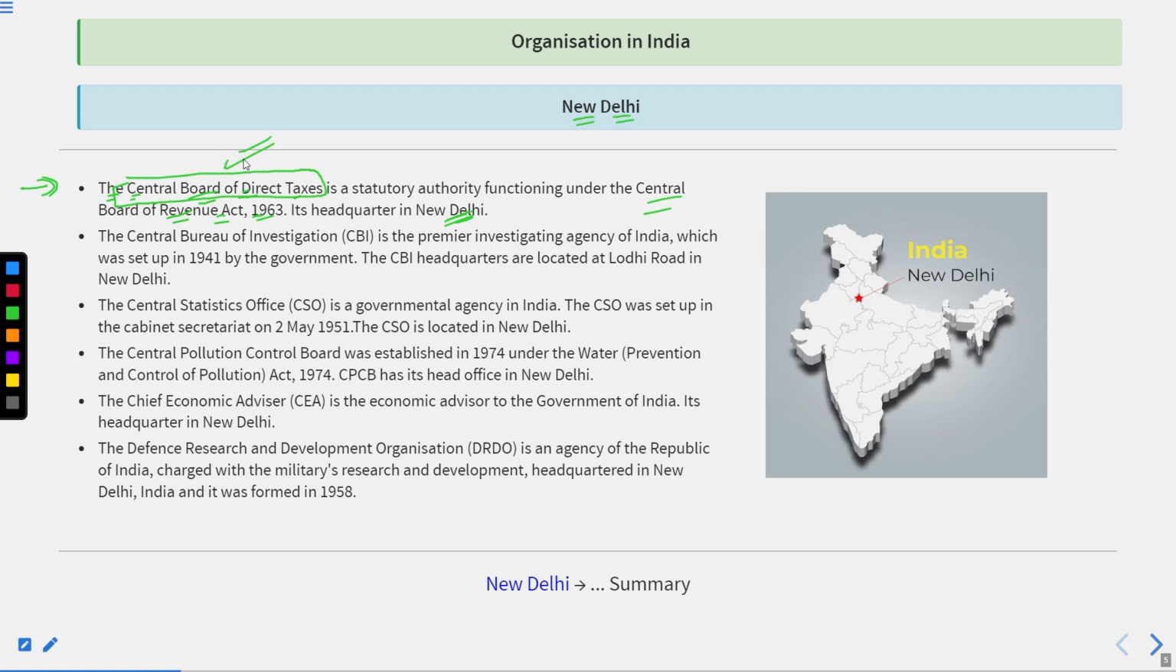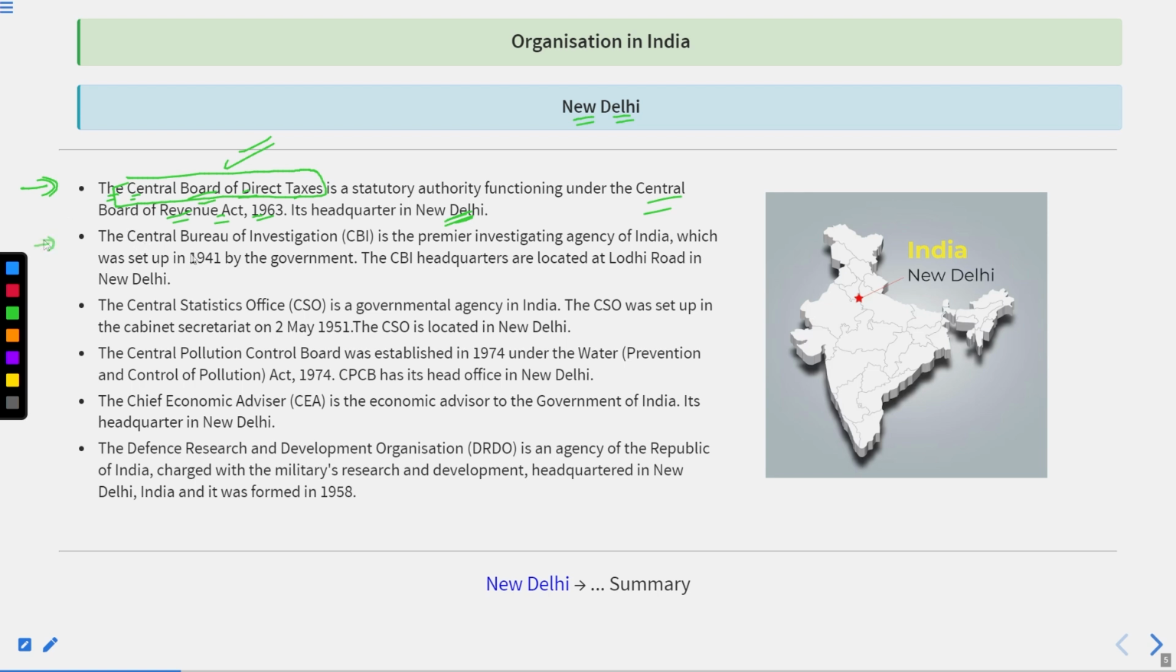Direct taxes are those taxes which are incurred by the person directly, and indirect taxes are those taxes whose burden lies on another person but are paid by another person. So CBDT has the work to look after the direct taxes, their implementation, appropriation, and collection, as per the provisions mentioned under the Central Board of Revenue Act 1963.